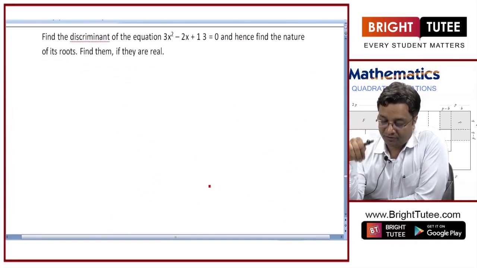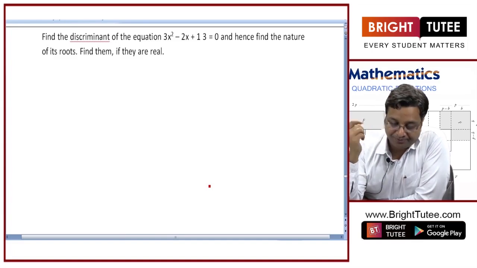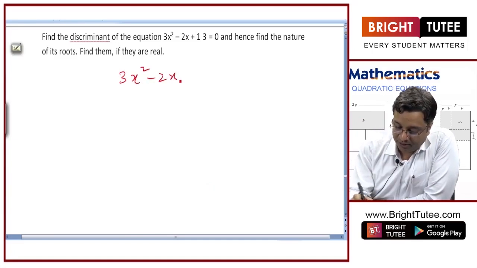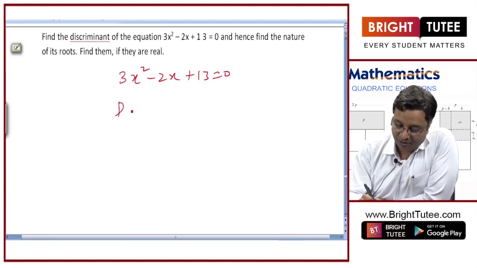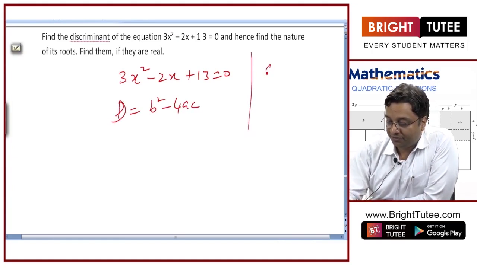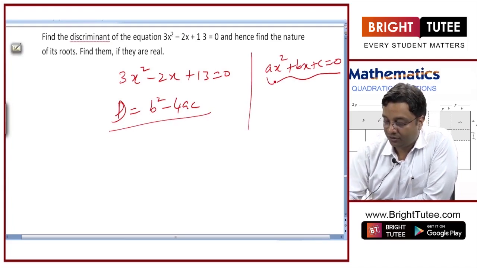Find the discriminant of the equation and hence find the nature of its roots. And if the roots are real, find the roots also. So, this is a pretty simple question: 3x square minus 2x plus 3 equal to 0. So, whenever I write D equal to b square minus 4ac, this is D, you always keep in mind the general equation that we considered while calculating this. This is the equation that should be in your mind always.